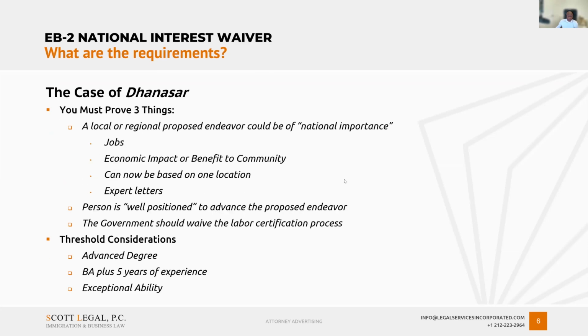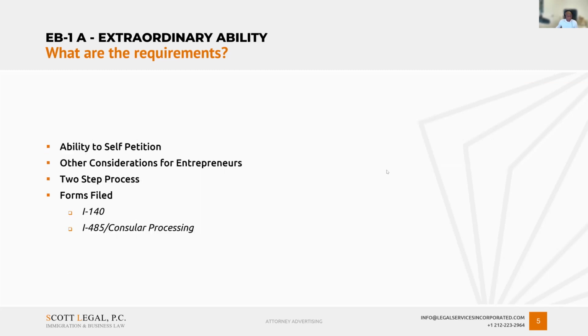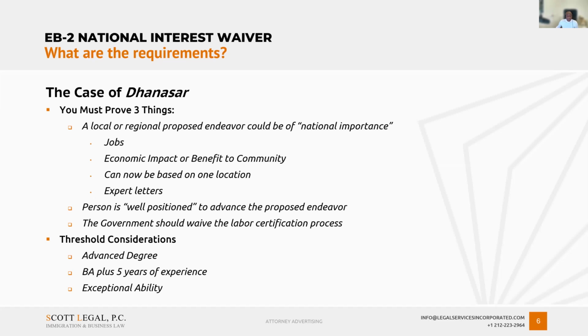Now, the filing here is similar to the last one, the EB1A, in two ways. One is that you're able to self-petition, so you don't need an employer for this either. We do a lot of national interest waivers for entrepreneurs. It is also a two-step process, where you file an I-140 showing that you've met the national interest waiver criteria, both the threshold criteria and the three prongs of the Dhanasar case.